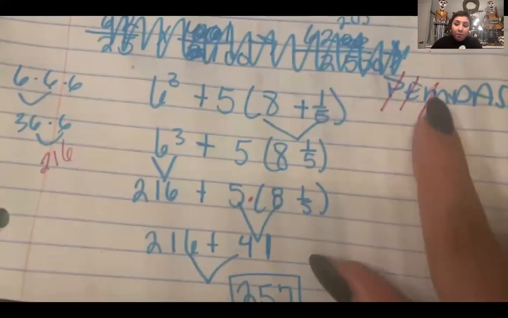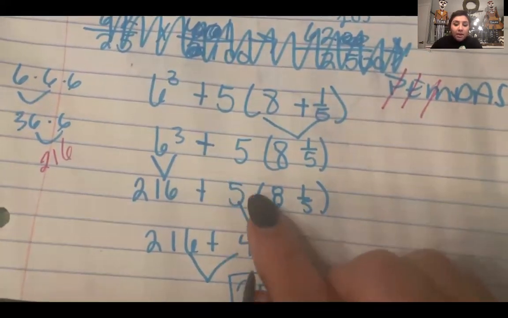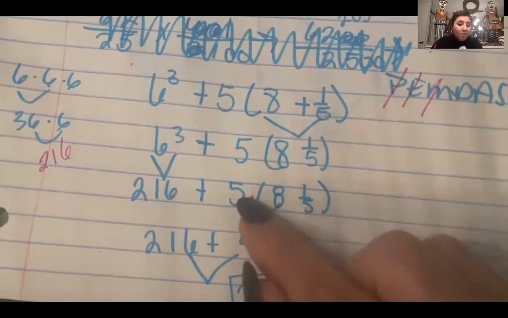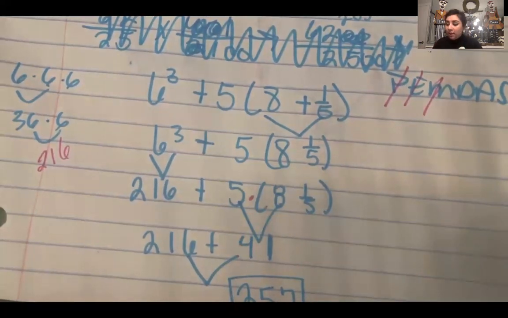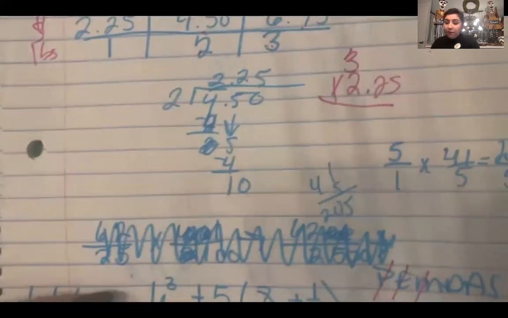Next, I have multiplication. Remember, when a number is immediately next to a parenthesis, it means to multiply. You might not always see that symbol, but it absolutely always means to multiply. So in this case, 5 wholes times 8 and 1/5. Wait a minute. How do you multiply a fraction? Well, we've been multiplying fractions every day of our spiral review, right? Every single day. And multiplying fractions is super easy.